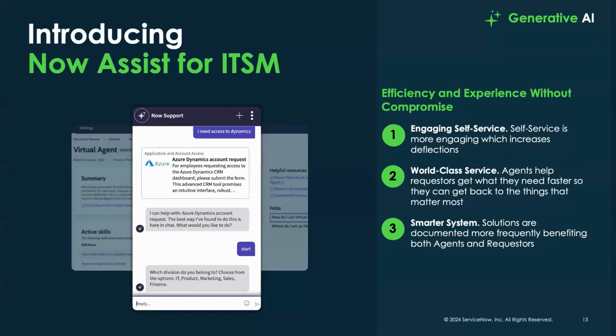So the approach that I just outlined yielded Now Assist for ITSM. It offers efficiency and experience without compromise. Now Assist delivers an engaging self-service that increases deflections, world-class service built on speeding service provision, and a smarter system that generates content to benefit both agents and requesters.